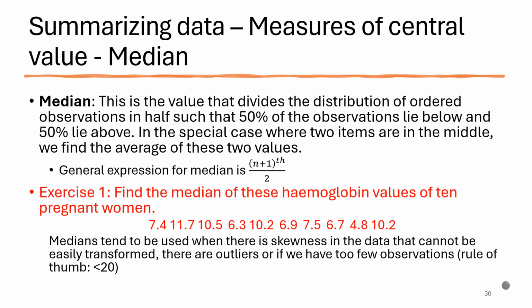In the special case where two terms are in the middle, we find the average of the two terms, right? So it's very important that when you're given numbers and you're to calculate the median, you have to order them from the smallest number to the largest number before you calculate the median. Very important, right? So this is your first exercise.